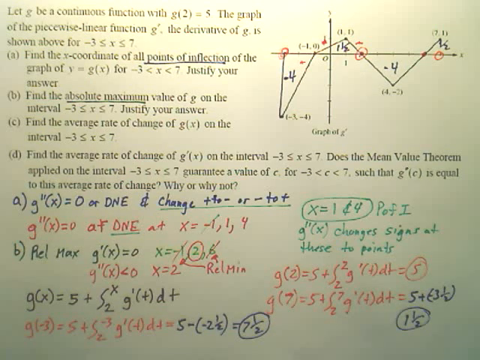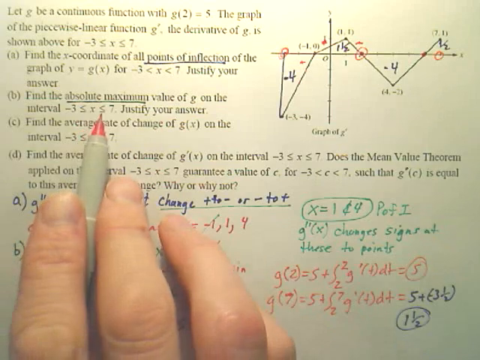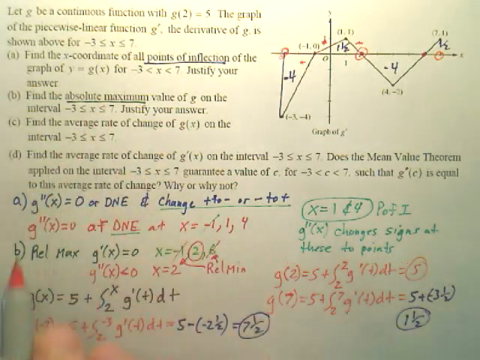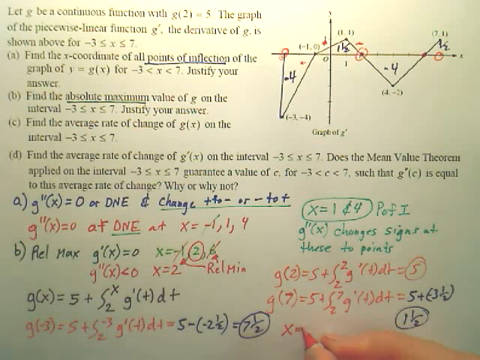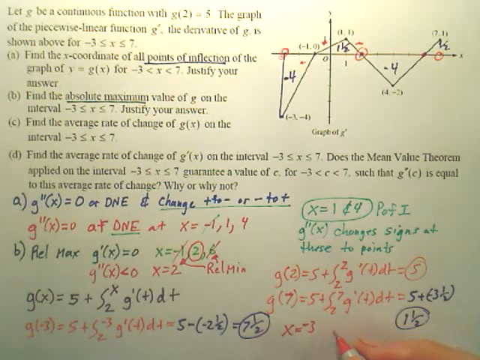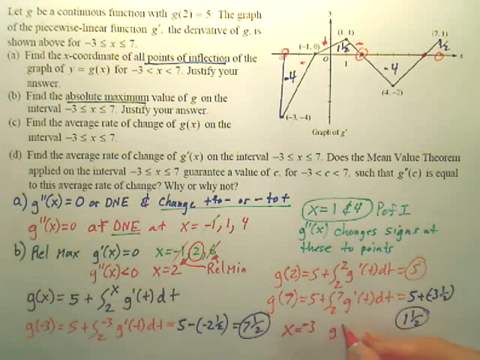What you would come to conclude is that your absolute maximum is right here, when x equals negative 3. So basically, g of negative 3 equals 7 1/2.